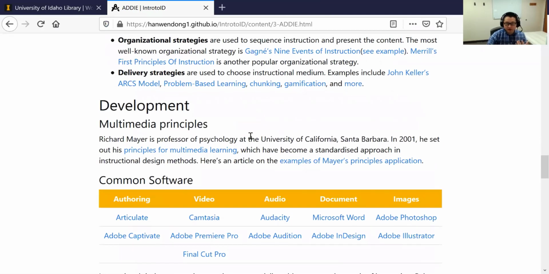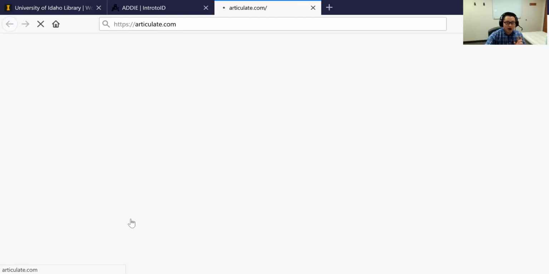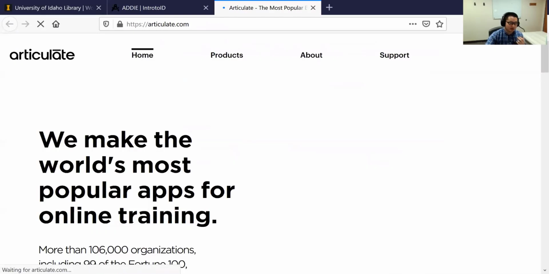So what software do they use to create instructional content? These are the common software. I know that there might be some other software I'm missing. For images, some folks might use Canva, some might use GIMP, but these are the common ones that a lot of instructional designers use. So first we have authoring tools. We have Articulate and Captivate.